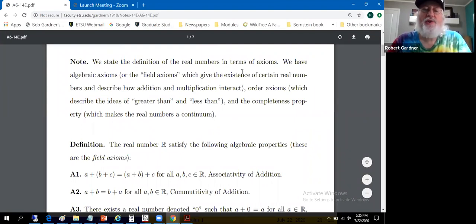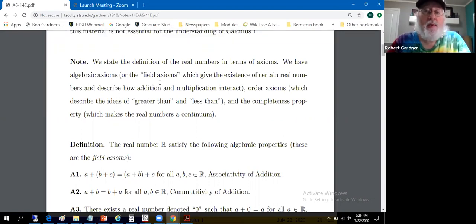We'll state the definition of the real numbers in terms of several axioms. We'll have algebraic axioms. You'll be most unimpressed with those. They're also called field axioms. They give the existence of certain numbers. They tell you how addition and multiplication interact. We'll have order axioms. You won't be very impressed with those either. They talk about the ideas of greater than and less than, greater than or equal to and less than or equal to, which you're familiar with. No surprises there. And the completeness property or the completeness axiom.